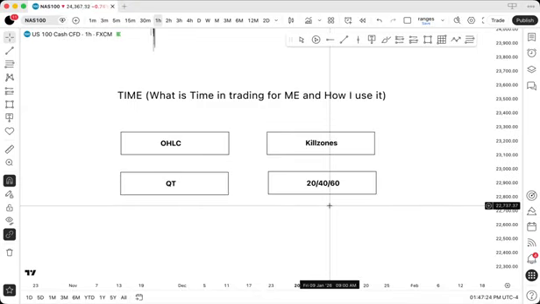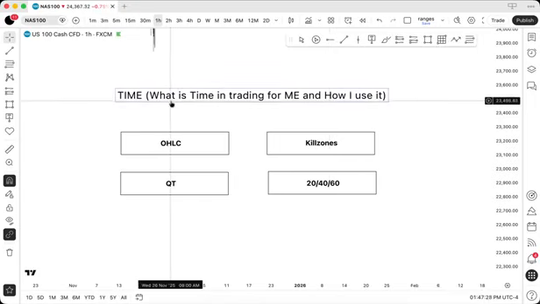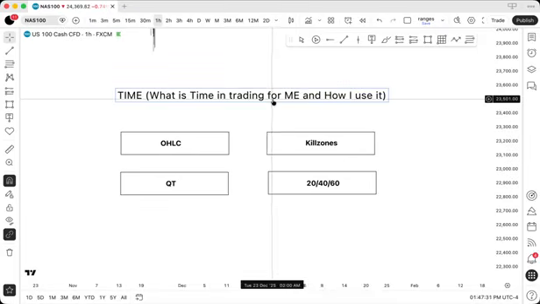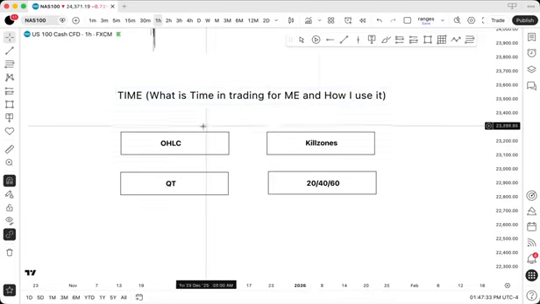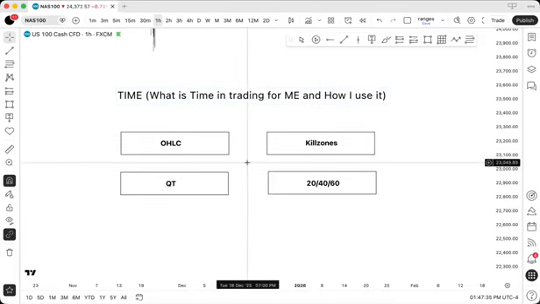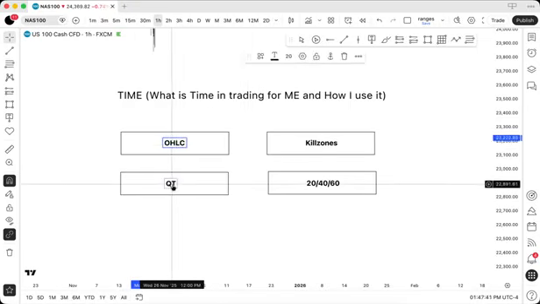And as you see on the screen, today will be a really interesting topic for me: what is time in trading for me and how I use it. And like every time, I am just jumping straight into the chart and explaining what I have to.